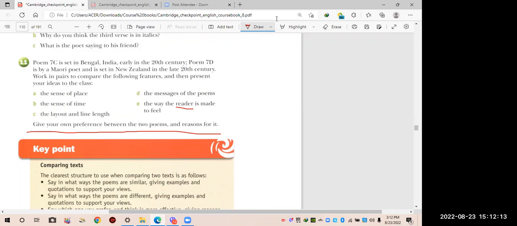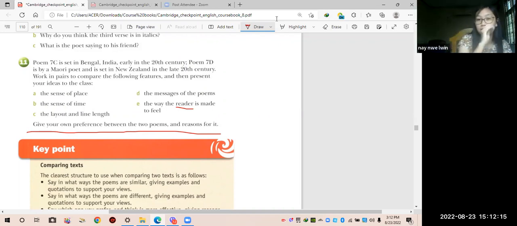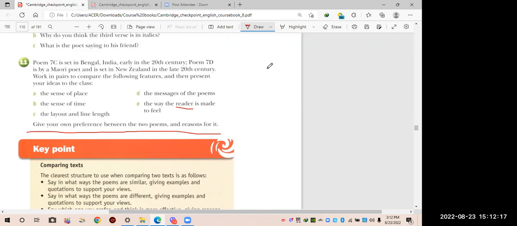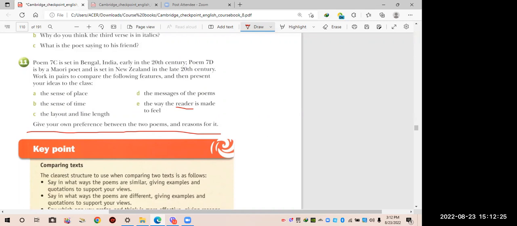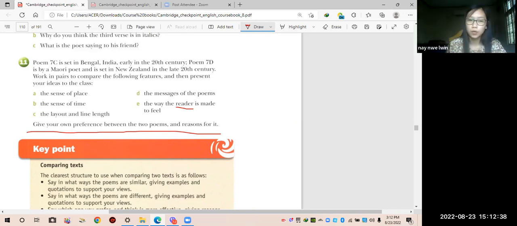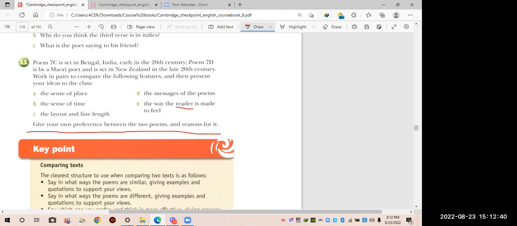Okay, because the language is beautiful, right? Yes. Okay. So can you pick up the last one? I prefer French because the only reason why I choose it is because it really touched my heart. Yeah. It's very effective for you. Okay, thank you.